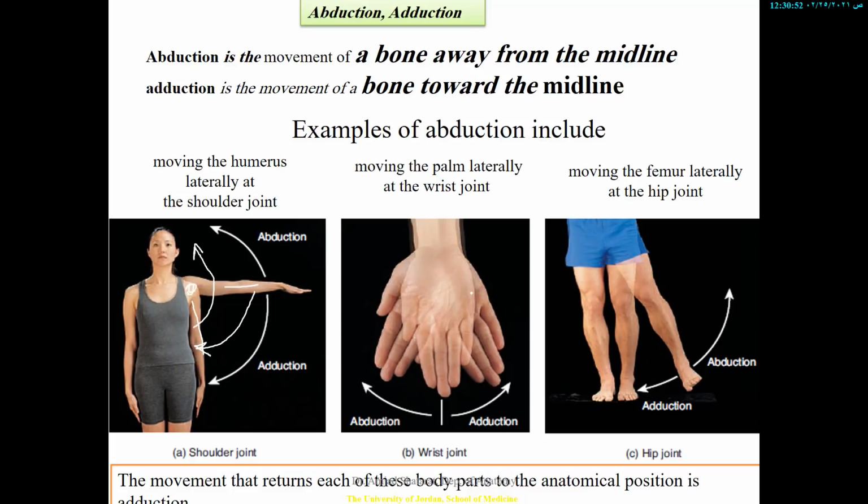Let's talk about other joints. This is the wrist joint. This is the body, these are the boundaries of the body. When you move the hand towards it, it's adduction. When you move it away from it, it is abduction. Also, it's easy here. This is the midline. When you move the thigh outside, it's abduction. Inside, it is adduction.